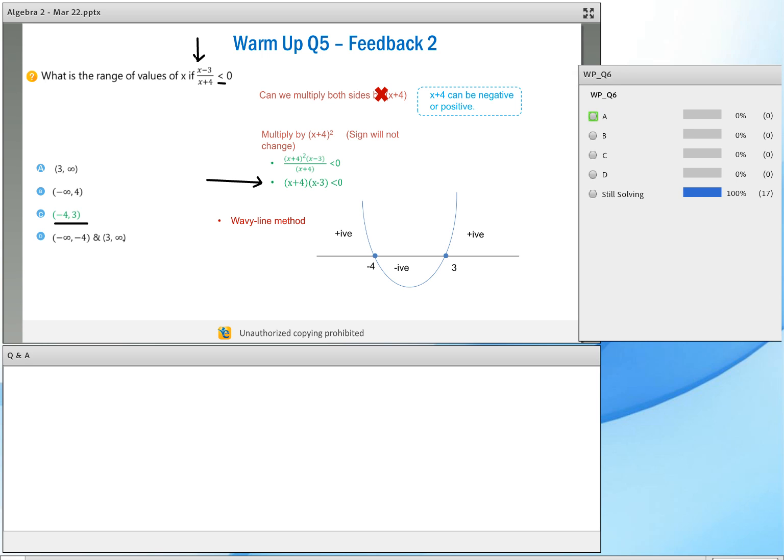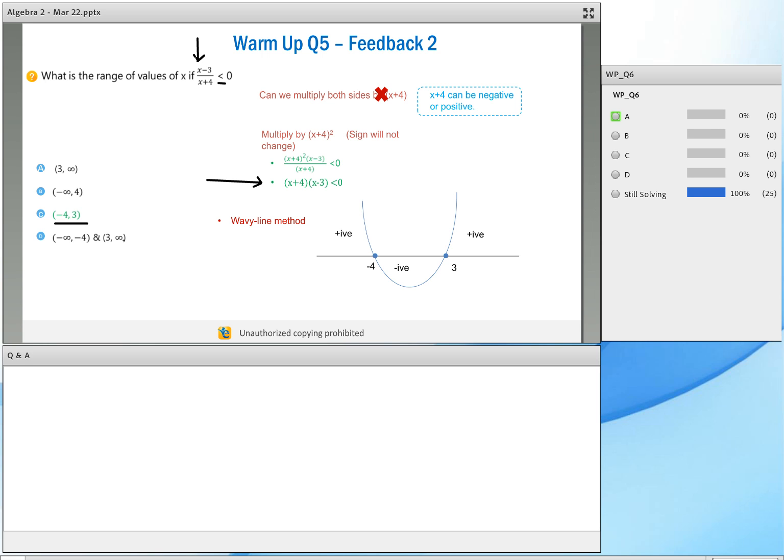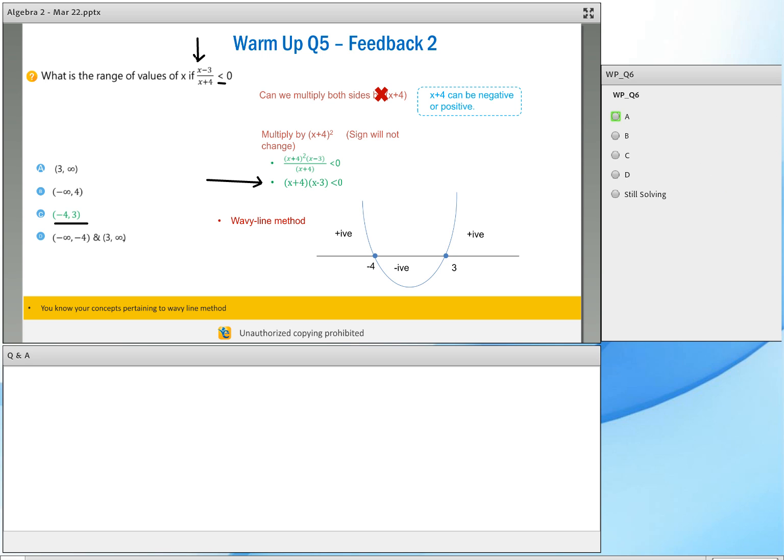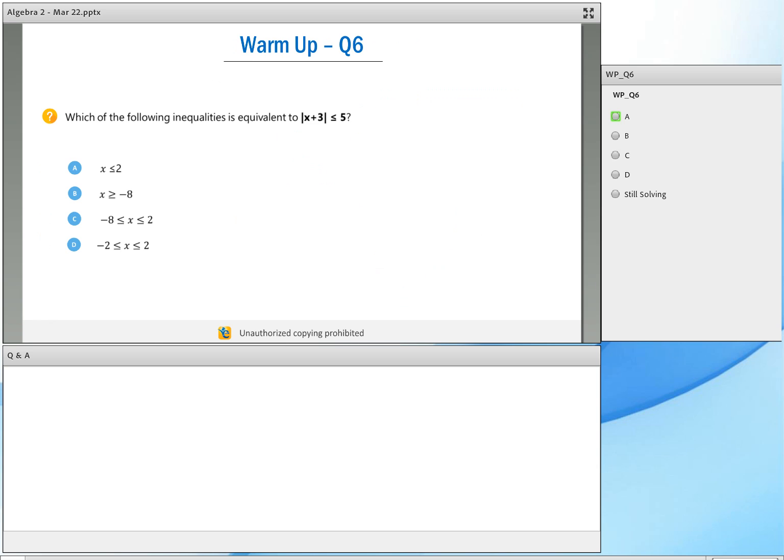Let's get 50 people still solving. 5, 4, 3, 2, and 1. Let me remove broadcast results. Okay, here is your next question. Good luck.